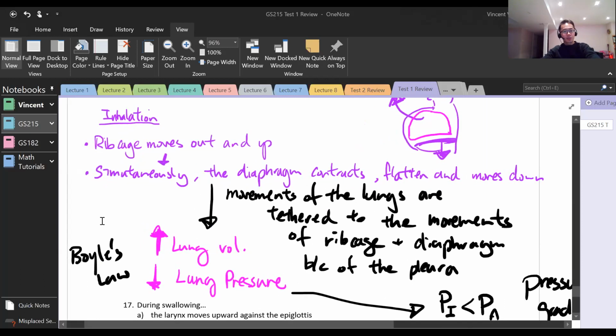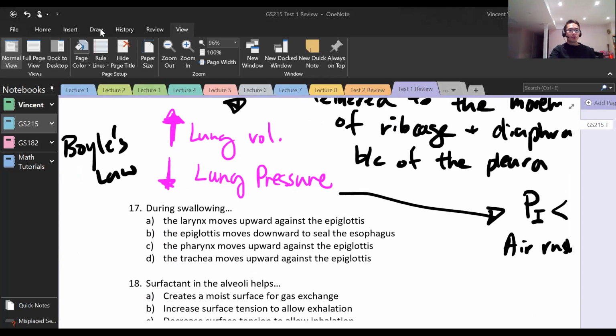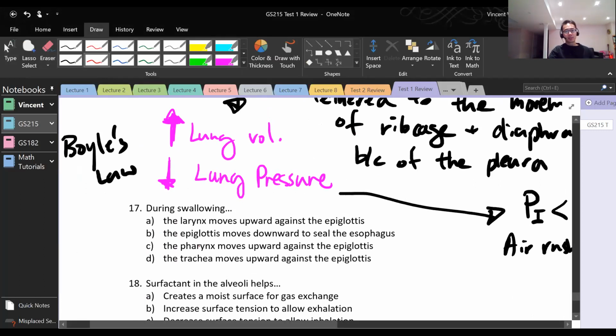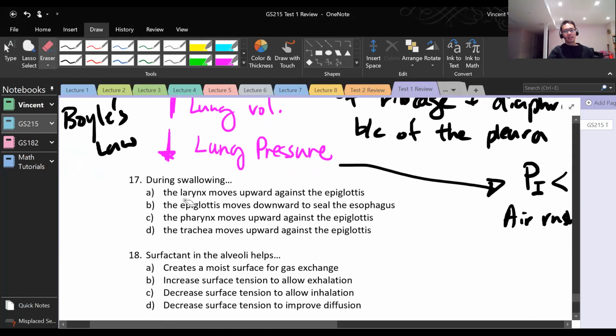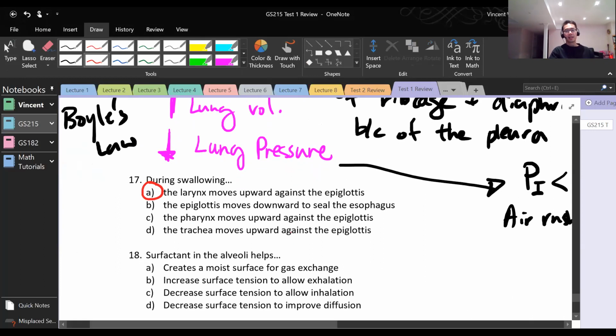Okay, so just a couple more multiple choice here. During swallowing, what happens? The larynx moves upward against the epiglottis. Now, that's the correct one. You can feel it. You can put your hands here on your neck and swallow. Like that, you can feel something pushing up, right? So this is your epiglottis, the little elastic flap. And when you swallow, the larynx goes up and it gets sealed, right? Prevents choking. We saw that in the X-ray that I showed you last week, right?